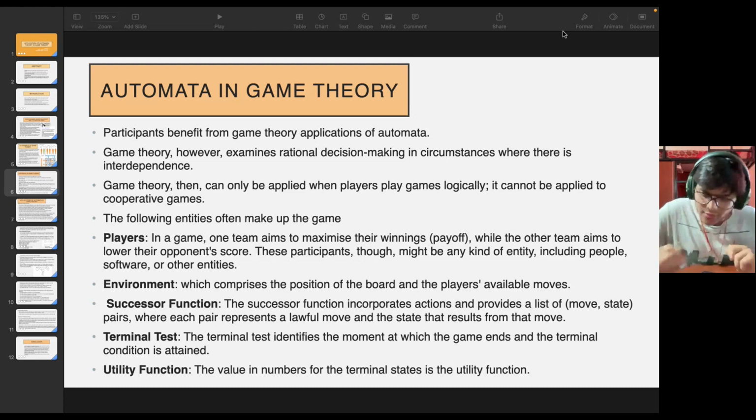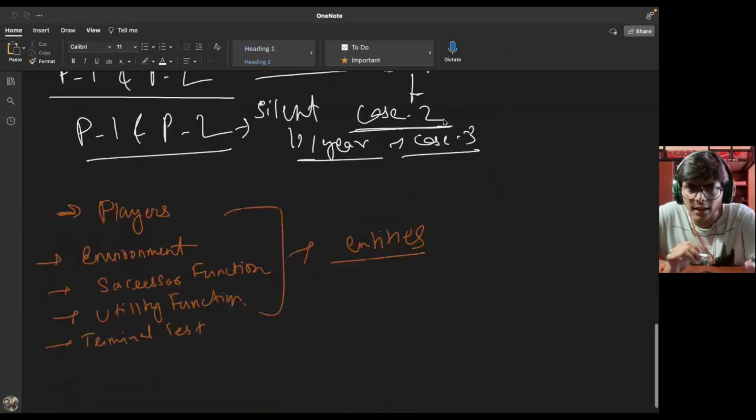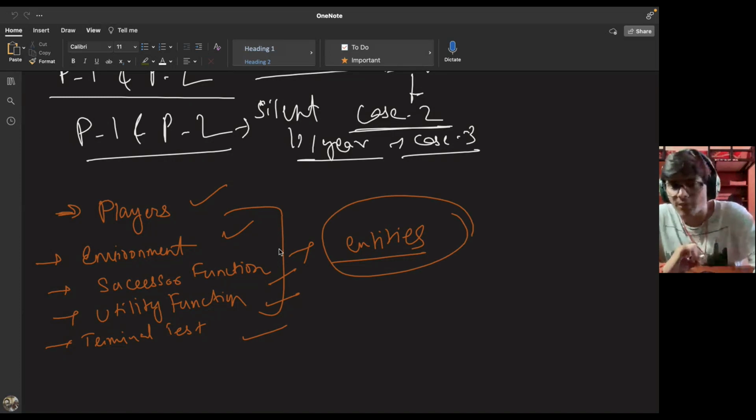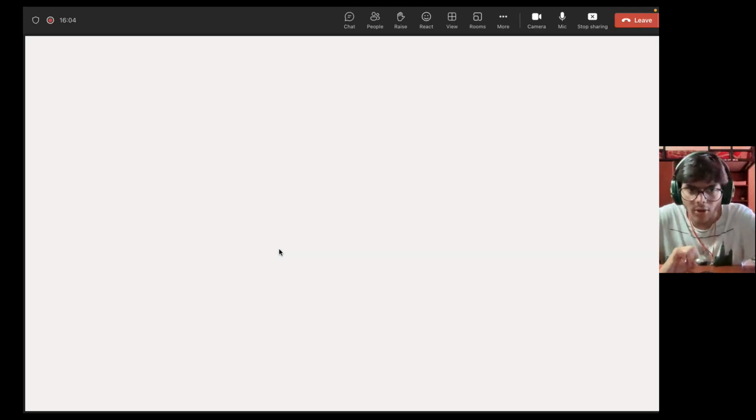I'll show you this, right? So these are very important. You can note it down. These are the entities. I have written them down. As you can see: player, environment, successor function, utility, and terminal test. These are the entities, right, that are used in game theory. Okay, perfect. Now let's move forward.